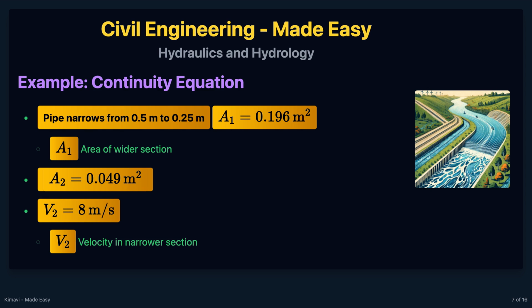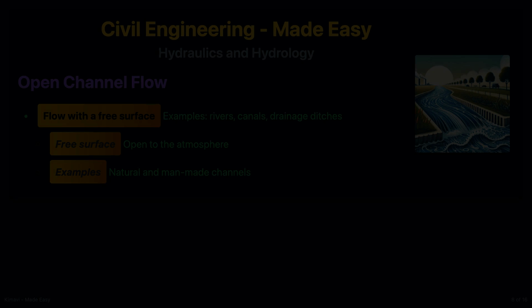Using the continuity equation, A1V1 equals A2V2. The area A of a circular pipe is given by pi times the radius squared. For the wider section, A1 is approximately 0.196 square meters. For the narrower section, A2 is approximately 0.049 square meters. Solving for V2, we get V2 equals 8 meters per second.